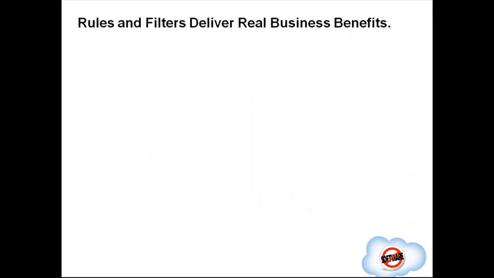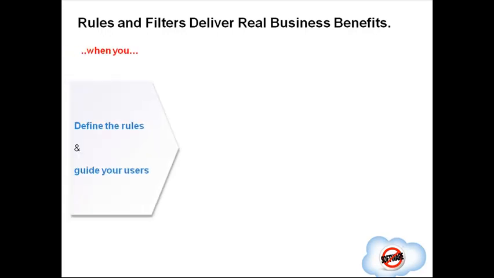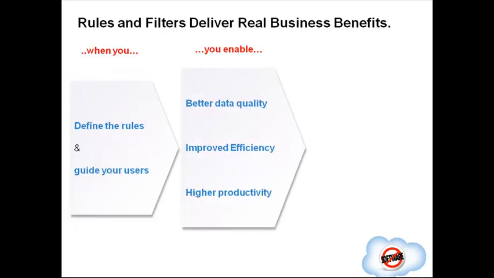You know, rules and filters do deliver real business benefits. Right? It's not just some cool technology that we have been having fun with here in R&D. So when you define the rules for the data in your business, and then you guide your users to enter the right data, then what you're enabling is better data quality, as we've talked about, improved efficiency, right? The rules and the filters are these automated gatekeepers. So this is stopping the wrong data from coming in, so you don't have to clean up the bad data. And there's higher productivity. With lookup filters, as I said, they're proactive. And so they can enable your users to find the relevant data they need faster.